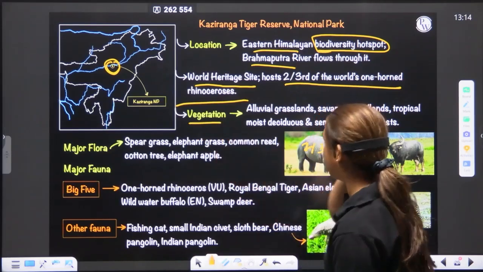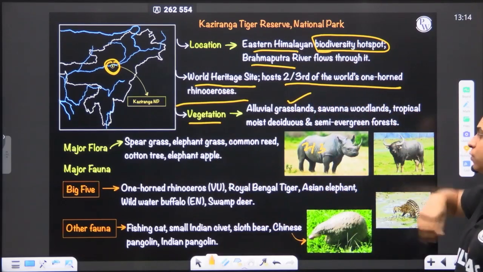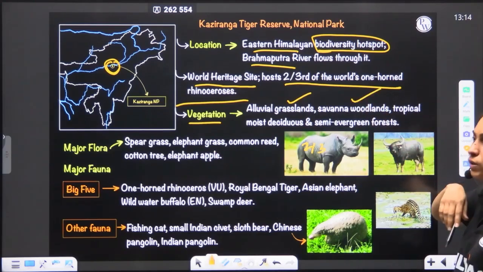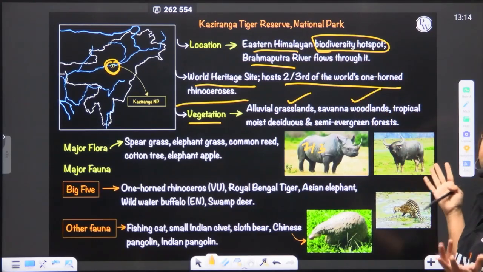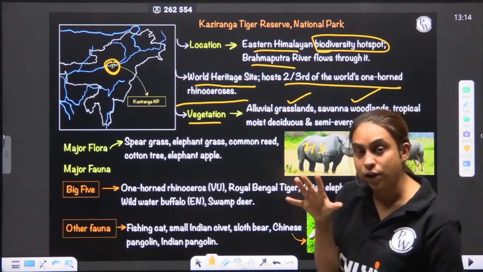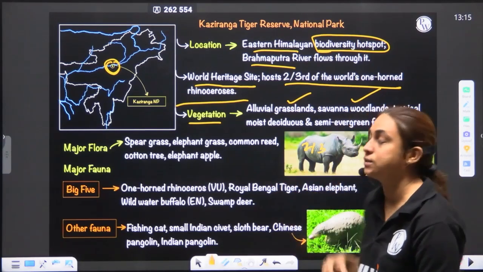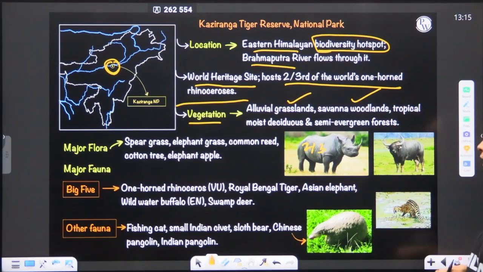The vegetation that you have is alluvial grasslands. You'll have grasslands, a lot of grasses. You will have savanna woodlands. There's not too much rainfall in Assam. There's much rainfall in Meghalaya. So at the places where there's not much rainfall, there is where Kaziranga National Park is. This is famous for grasslands, savanna grasslands, and alluvial grasslands.